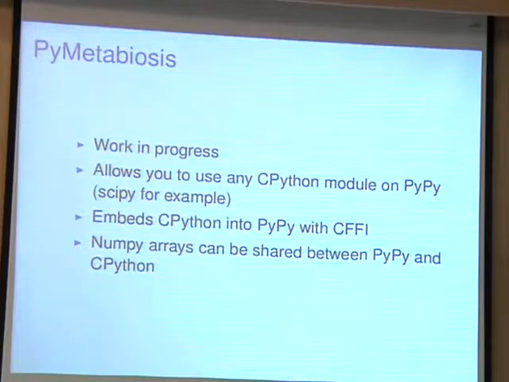So, okay, C extensions. I have developed a tool called PyMetaBiosis, which is a Python module that you can just pip install. It's a bridge that allows you to use CPython modules on top of PyPy. The way it works is that you have PyPy on one side and CPython on the other side running in the process, and you can send values between the two. NumPy arrays are just shared, so you don't have to copy every time. If you have a 1 gig ND array, you don't pay the cost of copying 1 gig of memory.